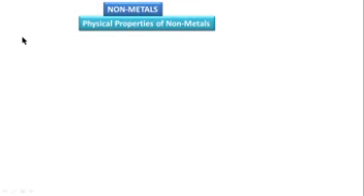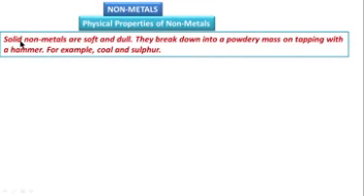Second, non-metals. Physical properties of non-metals. Solid non-metals are soft and dull. They break down into a powdery mass on tapping with a hammer. For example, coal and sulfur. Sulfur is generally a very soft element. If you take a piece of coal and strike it with a hammer, it converts into powder form.